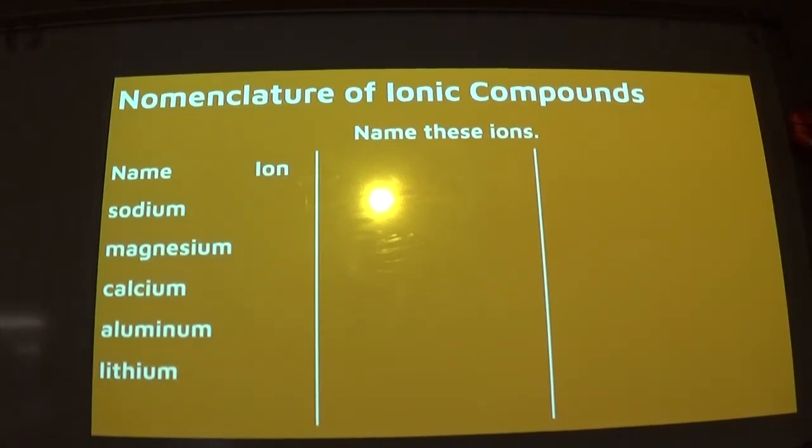Because it's in the main group, and you know based on where it is. Okay. If I just said magnesium ion, it's +2 because it's in group 2. Okay. Calcium ion, also +2. What about aluminum? It's over there in the +3 column. Okay. And lithium, it's +1.